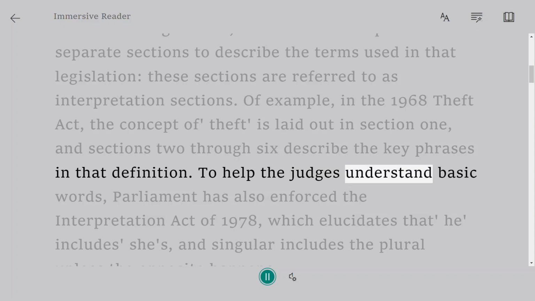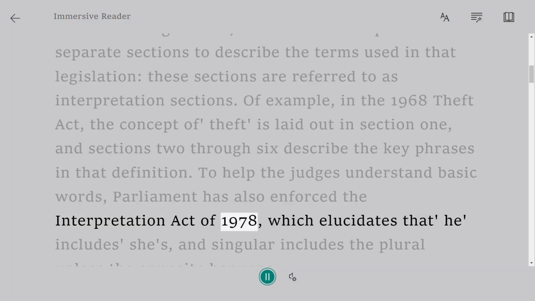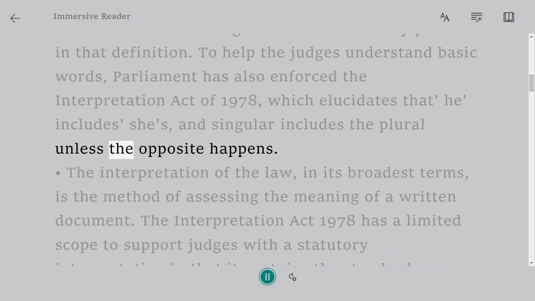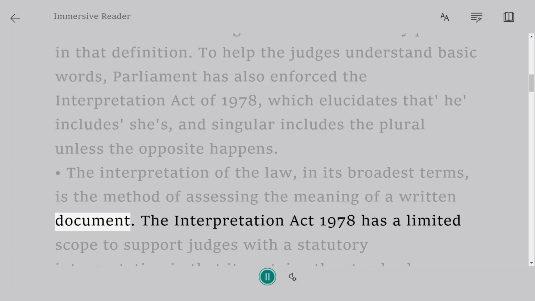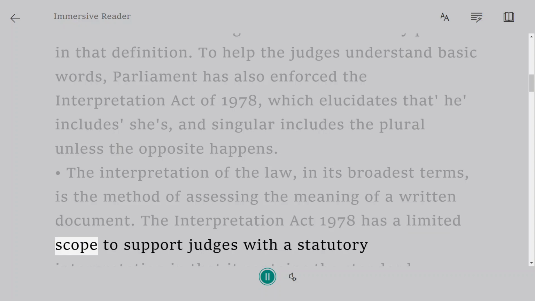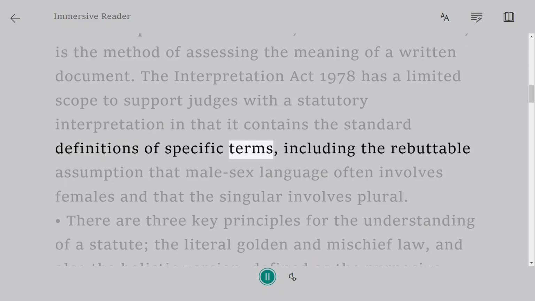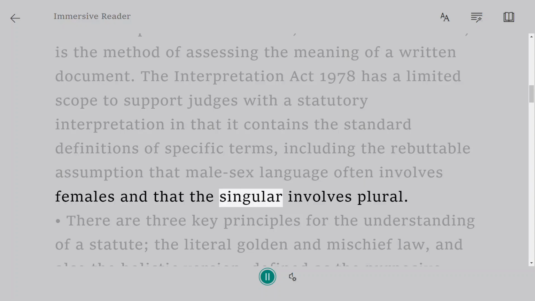To help the judges understand basic words, Parliament has also enacted the Interpretation Act of 1978, which elucidates that he includes she, and singular includes the plural unless the opposite happens. The interpretation of the law, in its broadest terms, is the method of assessing the meaning of a written document. The Interpretation Act 1978 has a limited scope to support judges with statutory interpretation in that it contains the standard definitions of specific terms, including the rebuttable assumption that male-sex language often involves females and that the singular involves plural.